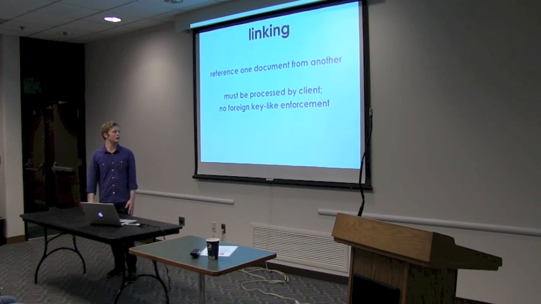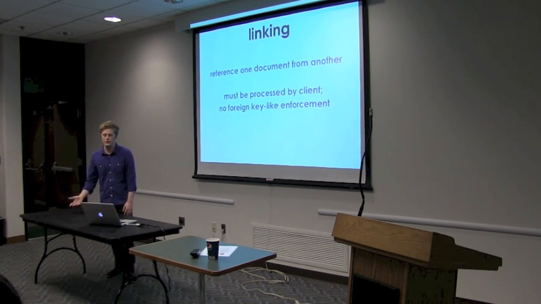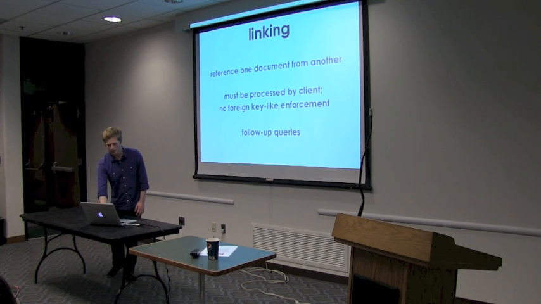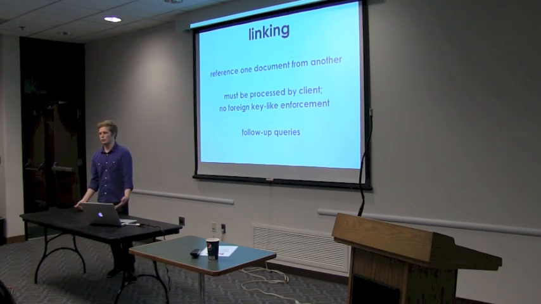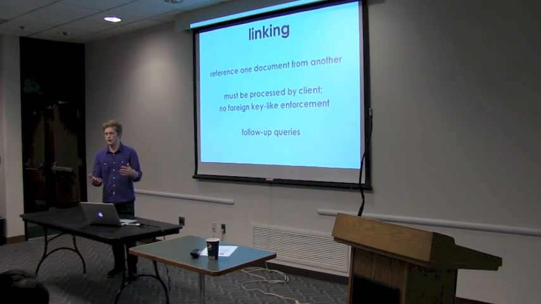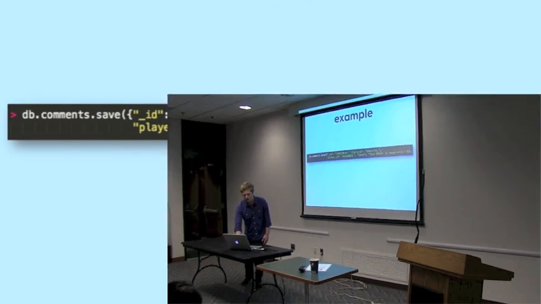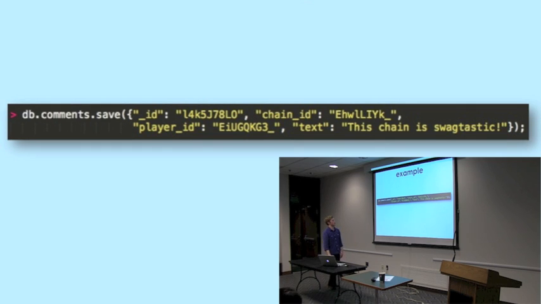That's the big takeaway. So if you have what you consider to be a linking field in your mind and it points to something that doesn't exist, then that's a problem. You have to enforce that on the client side because Mongo doesn't handle that for you. So typically the way you do linking is follow-up queries. You'll retrieve a bunch of players, and then if you want to get every chain that a player's been in, you do a follow-up query to get all the chains that were pointed to from inside of the player document that you got back.